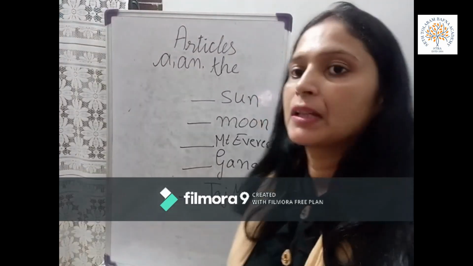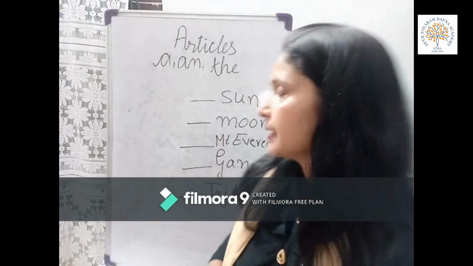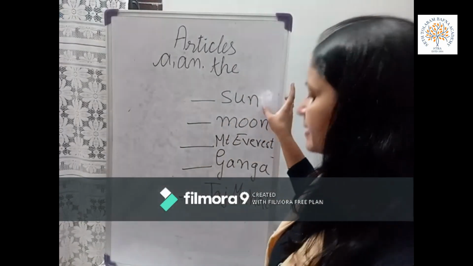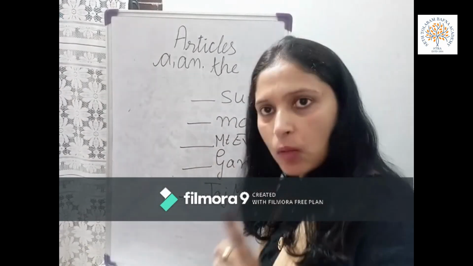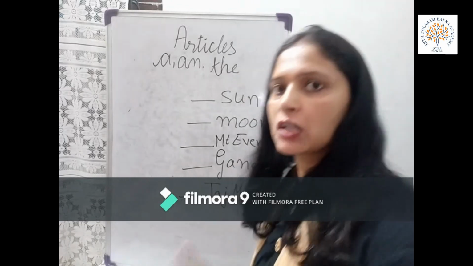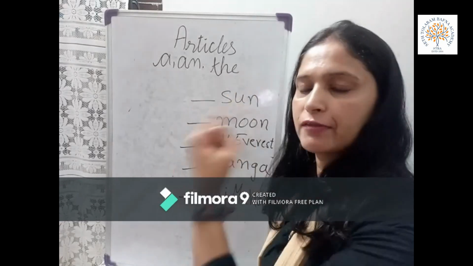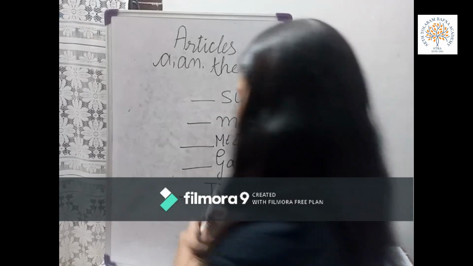A and the. Now I will explain to you where we have to use the article "the". The first, as I have written, is sun. Now we all know that there is only one sun. So what will we write? The sun, because it is only one in the whole universe. So we are writing the sun.